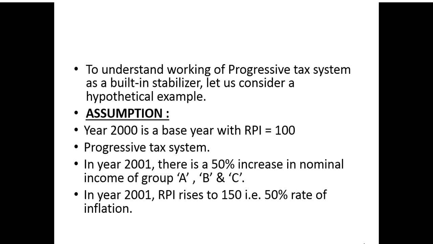So here is just an example of how automatic stabilizers help to stabilize the economy. Let's say that in the base year, as we know, we always take RPI to be 100. From there we calculate the inflation for the year, and then the RPI rises to 150, which means there's 50% inflation.